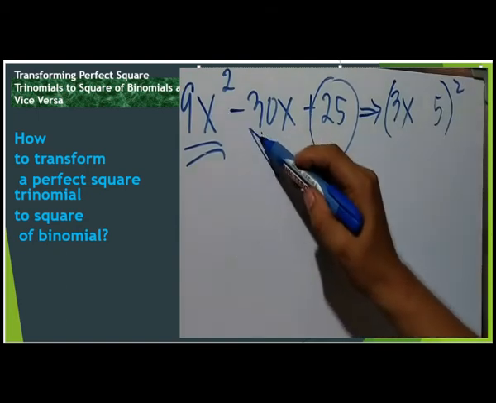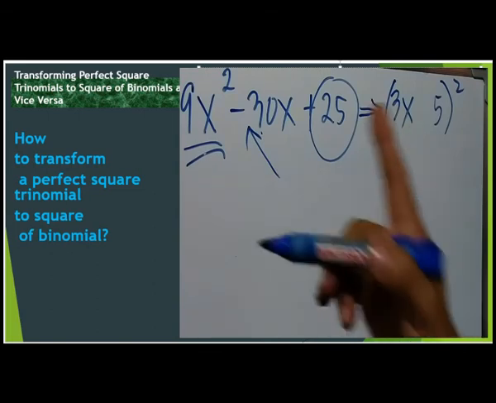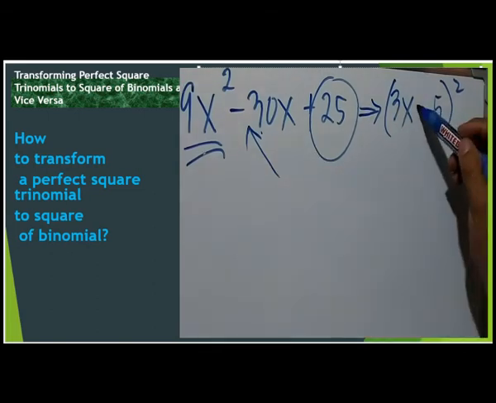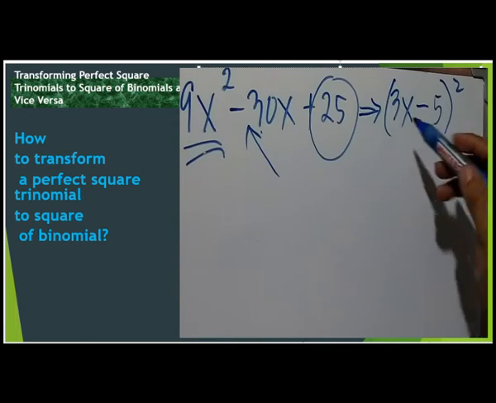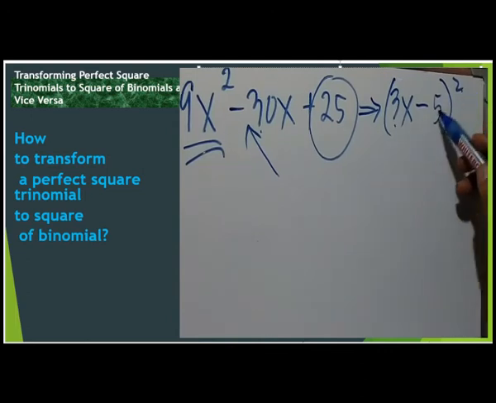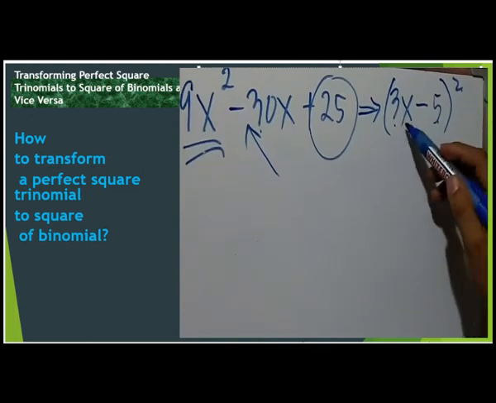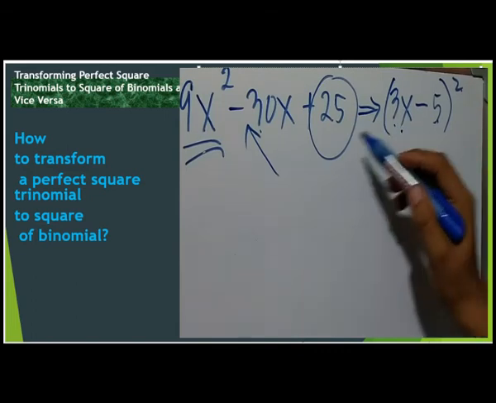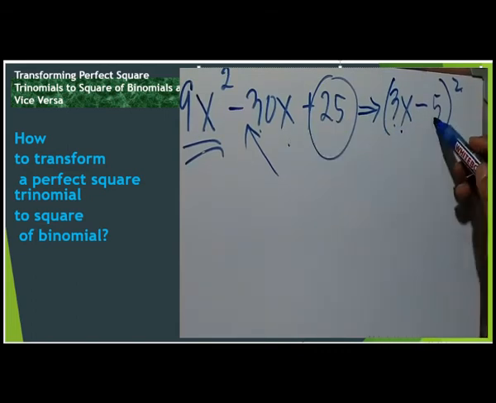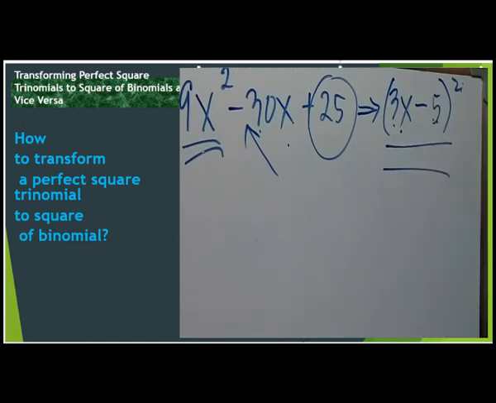Then since the linear term is negative, we use the minus sign here. We have 3x minus 5, squared. Checking: negative 5 times 3x is negative 15x, times 2 is negative 30x. Then negative 5 squared is positive 25, meaning this is correct.